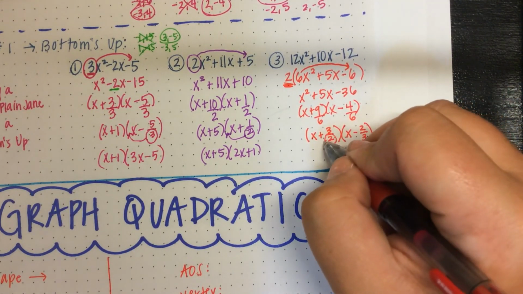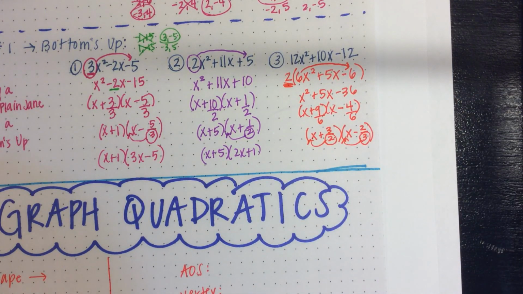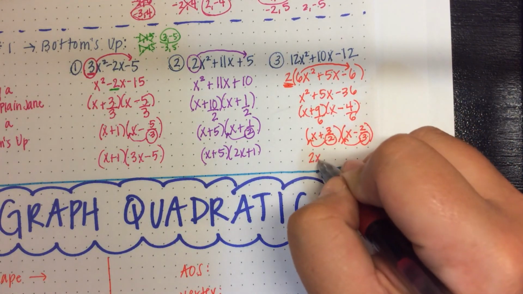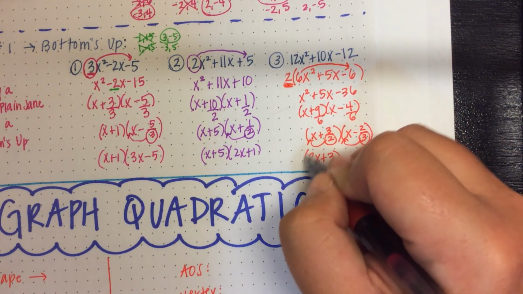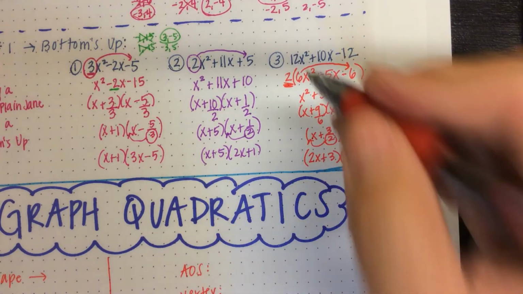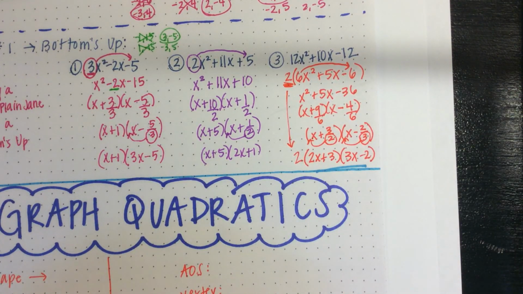And then the last step, bottoms up. Now I have 2 fractions, which means I have 2 things on the bottom that I have to move up. That's okay. So this one's going to be 2x plus 3. And this one's going to be 3x minus 2. Not quite done. Got to bring down that 2. That 2 is part of my final answer.